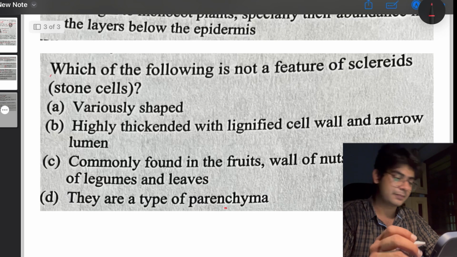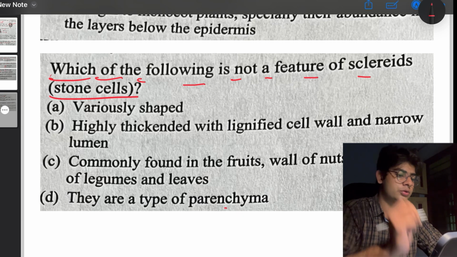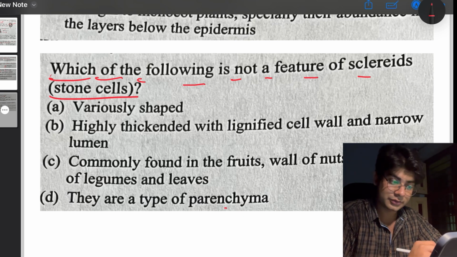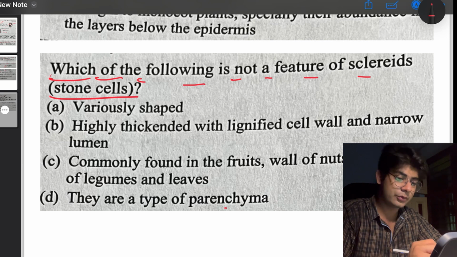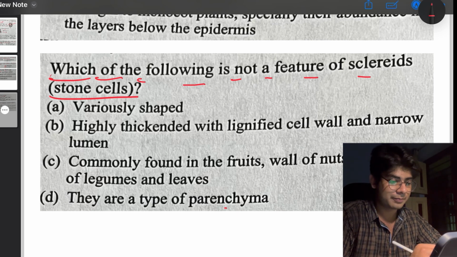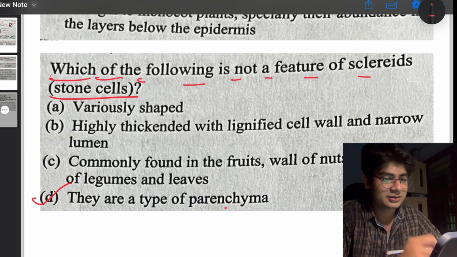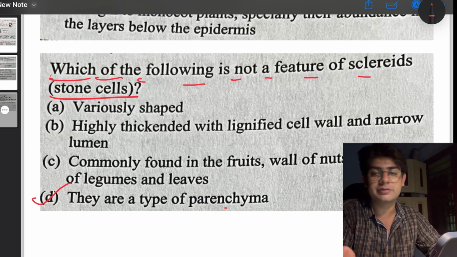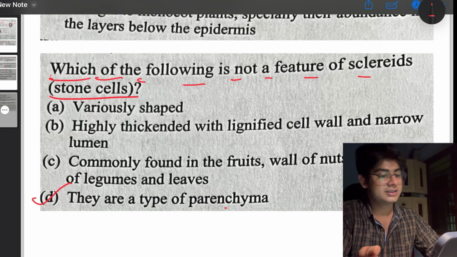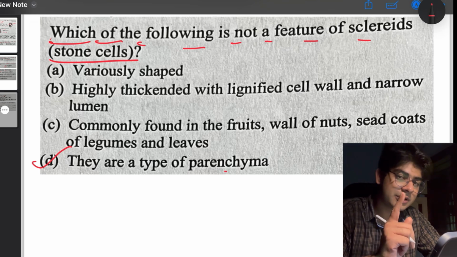I think the last question. Which of the following is not a feature of sclerites or stone cells? Let's read the options. Variously shaped, highly thickened with lignified cell wall and narrow lumen, commonly found in the fruit walls of nuts, seed coats of legumes, and leaves. They are a type of parenchyma. I think option D is correct because it's pretty easy, which is not a feature of sclerites. So sclerites cannot be in parenchyma. Okay, it's part of sclerenchyma. Sclerenchyma is divided into two types, fibers and sclerites.